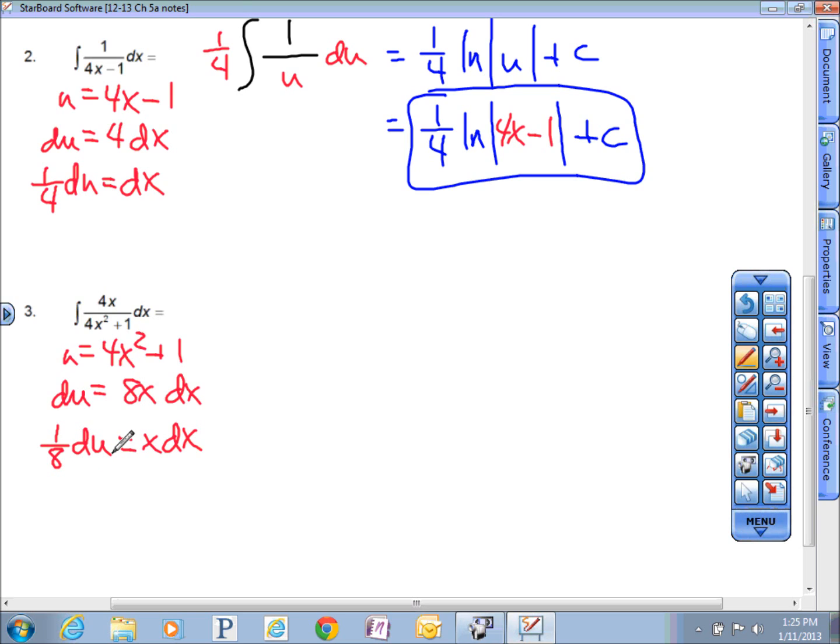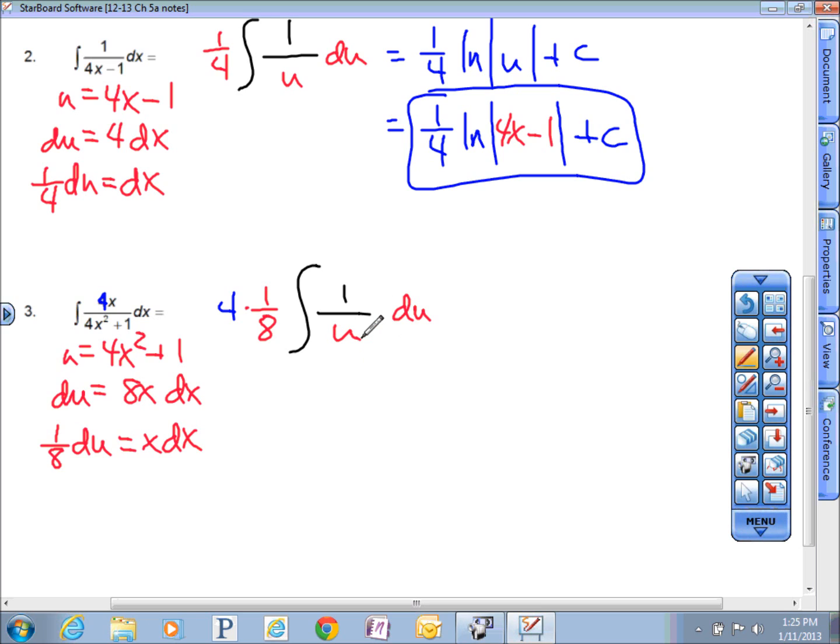So up here, I know I have, wait a minute, this 4 up here on the top, that's going to be a constant. So let's bring that 4 along for the ride. And then we're going to be introducing a 1/8 multiplied by that. And then we've got our integral, and that 1/8 du. And then in my integral, the x dx is already accounted for. So that's a 1 on the top, and the denominator looks like it would have to be my u.